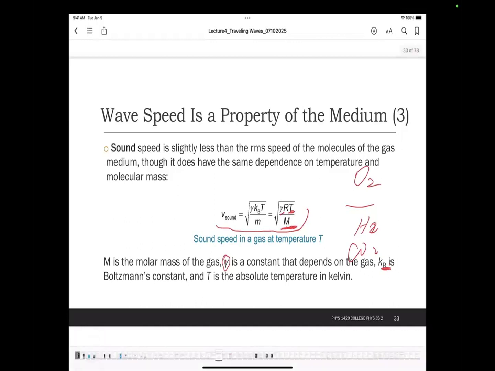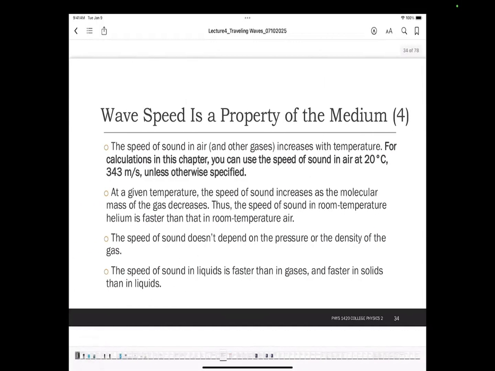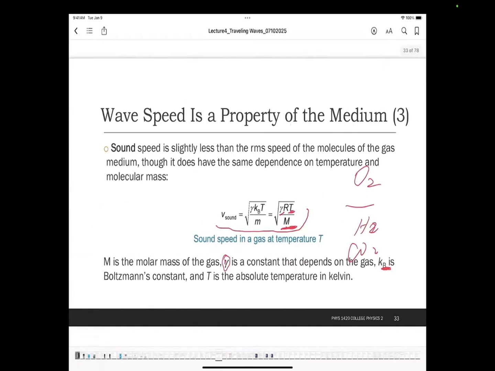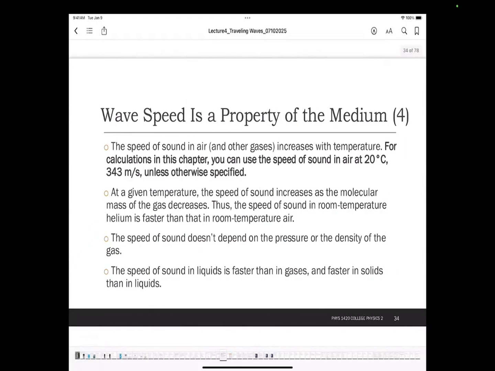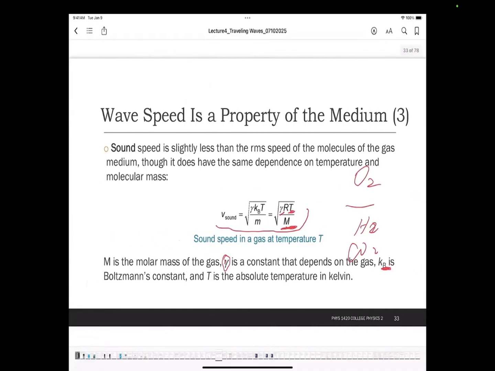Okay. Let's talk about the speed of sound in air and other gases, which increases with temperature. You can see that as the temperature increases, the speed of sound also increases.